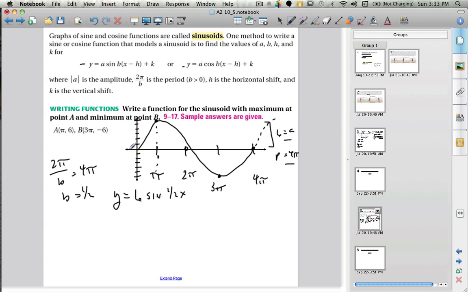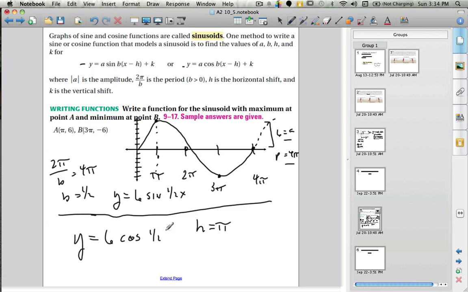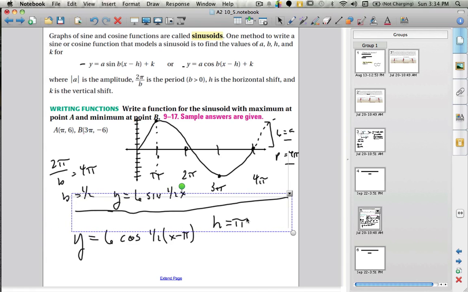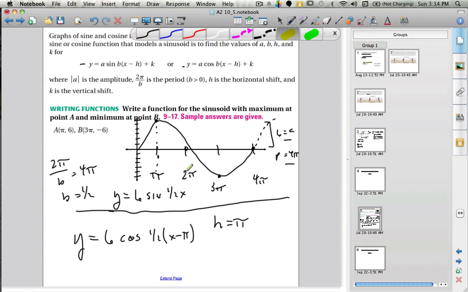But what if I was shifted forward by pi? Well, in that case, if I do it as a cosine function, h is equal to pi. Now, it didn't go up and down at all. So y could also be equal to 6 times the cosine of 1/2 times x minus pi. Right? So I could have done it either which way. Both of these are correct.